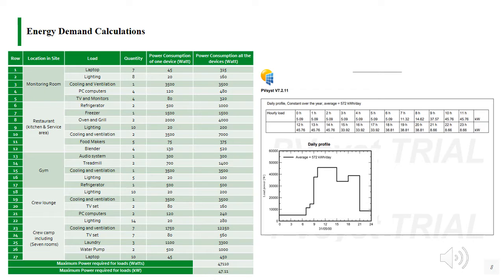Every device has a set amount of power consumption that can be found on its nameplate. In this table, the load has been imported into PVsyst as a daily load profile, which means that the total load consumption for each hour of the day has been described and the load graph for the system has been defined.